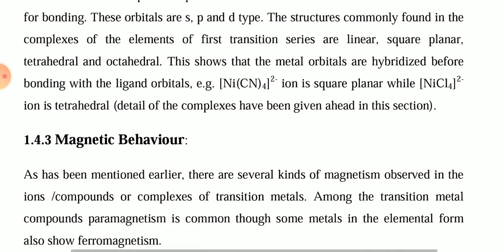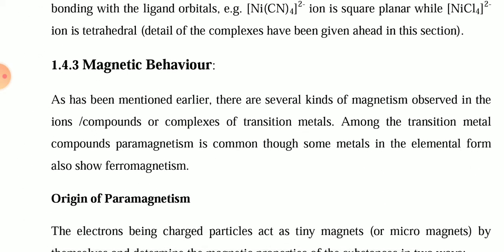Okay, the second property is the magnetic behavior of the first transition series. As we have learned earlier, there are several kinds of magnetic observation in the ions, compounds or complexes of the transition metals. Among the transition metal compounds, paramagnetism is common for some metals; some are also known as ferromagnetic and some are paramagnetic because they show color.